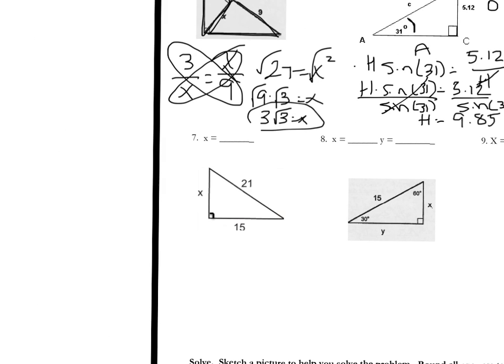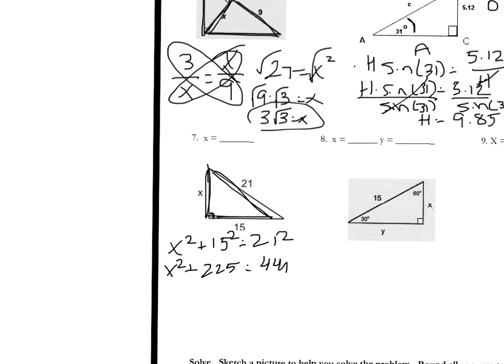Question 7. I'm given two sides of a right triangle. I need to find the third one. These are my legs, and my hypotenuse is always across from the 90, so that's my 21. So I have x squared plus 15 squared equals 21 squared. Let's put the little Pythagorean theorem here. I need to solve for x. 15 squared gives me 225, and 21 squared gives me 441. Now I need to solve for x.